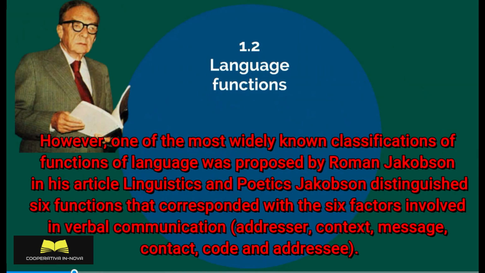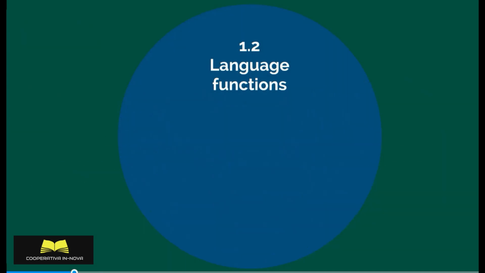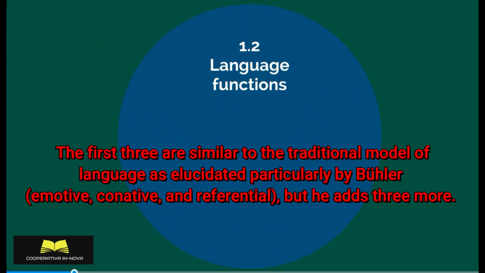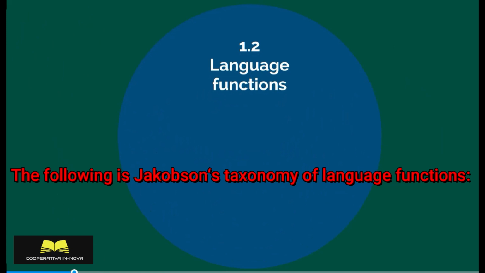However, one of the most widely known classifications of functions of language was proposed by Roman Jakobson in his article Linguistics and Poetics. Jakobson distinguished 6 functions that corresponded with the 6 factors involved in verbal communication: addressor, context, message, contact, code, and addressee. The first 3 are similar to the traditional model of language as elucidated particularly by Bühler: emotive, conative, and referential, but he adds 3 more. The following is Jakobson's taxonomy of language functions.